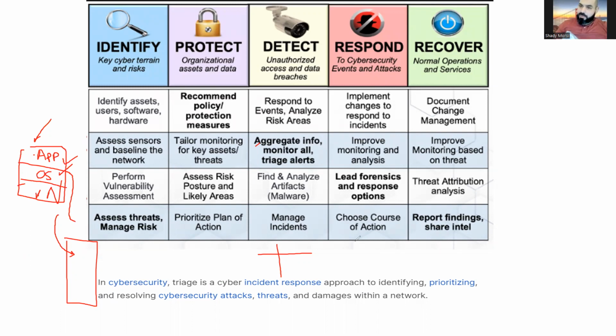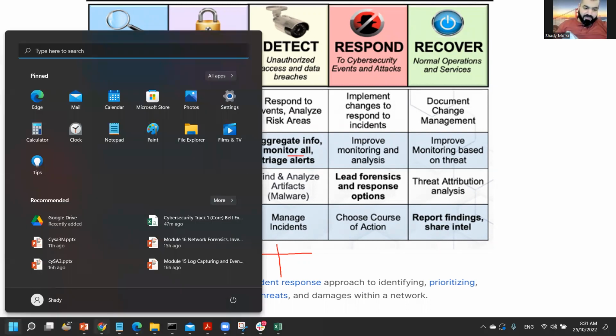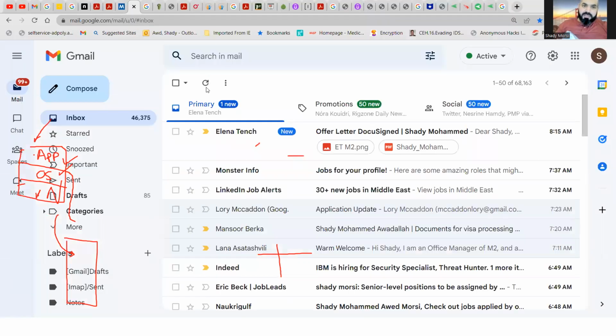Another thing, guys, you need to monitor all the time, and this is part of the NIST recommendation. You need continuous monitoring for all your events.